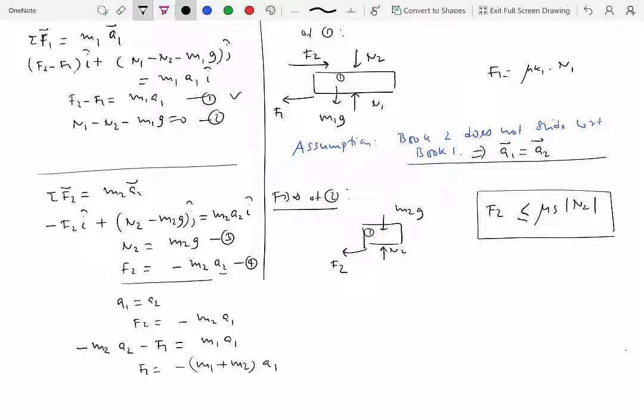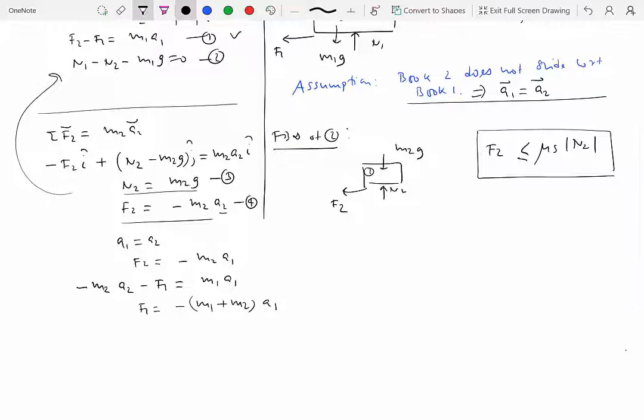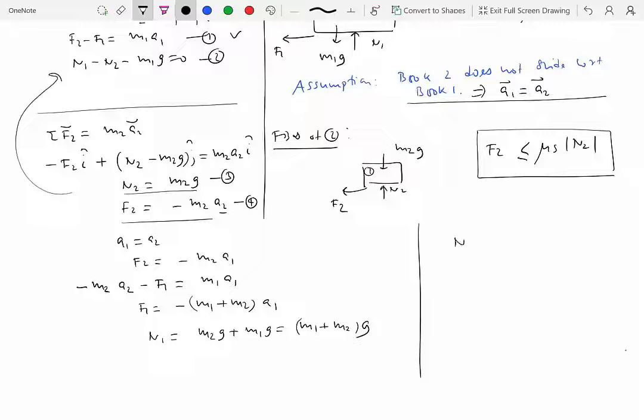And we also have N2 from here, right? So we have N2 over here. So we are going to substitute this N2 in equation number 2. So if I do that, what do I get? N1 equal to M2G plus M1G. So that's (M1 plus M2) times G. So N1 is known. So let me write the things that we have just found. N1 is (M1 plus M2)G, which is completely known. N2 is equal to M2G, right? So you know that as well.